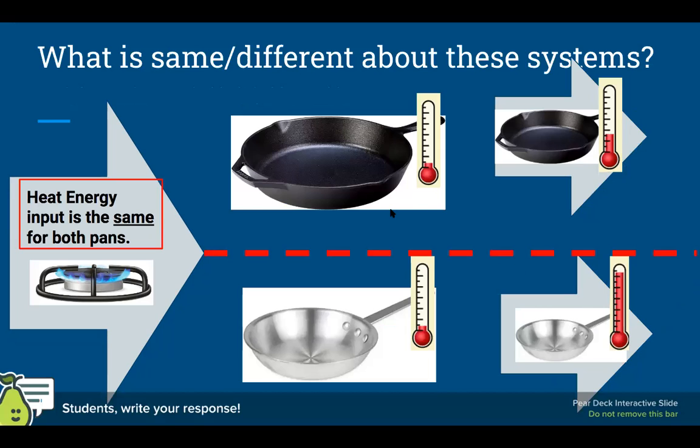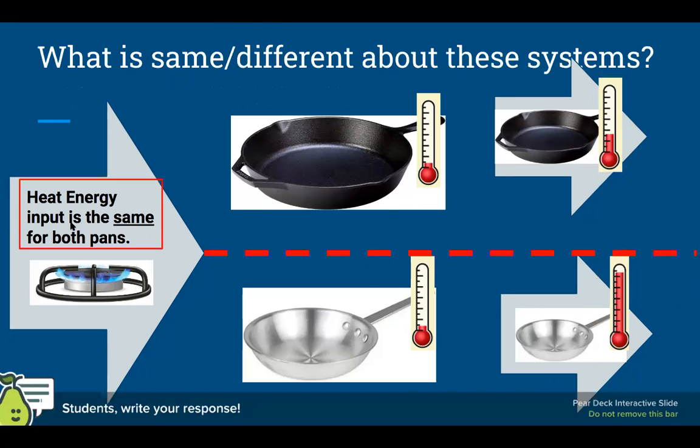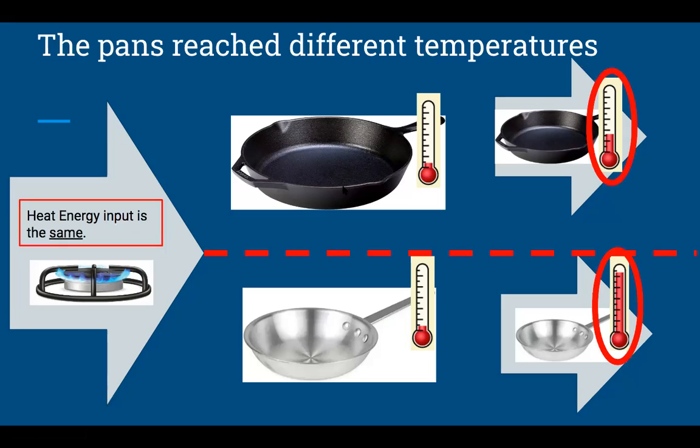Okay, so we got another prediction here. What is the same and what is different about these two systems? You got one system up top and one system down below. Something to be clear here, energy input is the same for both pans. We're using the same burner for both of these pans. We're going to use a medium burner for both. And what we see here is for the iron pan, we see a small temperature increase, but for the aluminum pan, we see a huge temperature increase.